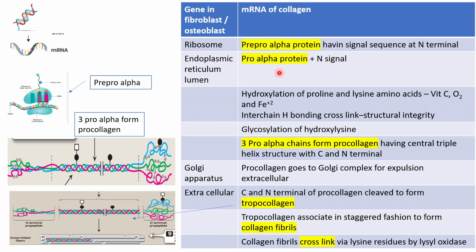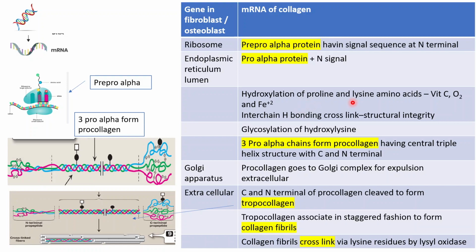Now this pro-alpha protein undergoes hydroxylation of proline and lysine amino acids. The amino acid sequence in collagen is the simplest: glycine-X-Y, with glycine, proline, and hydroxyproline or hydroxylysine. Proline or lysine undergoes hydroxylation so that hydrogen bond formation is easy, and hydrogen bonding is necessary for cross-linking.